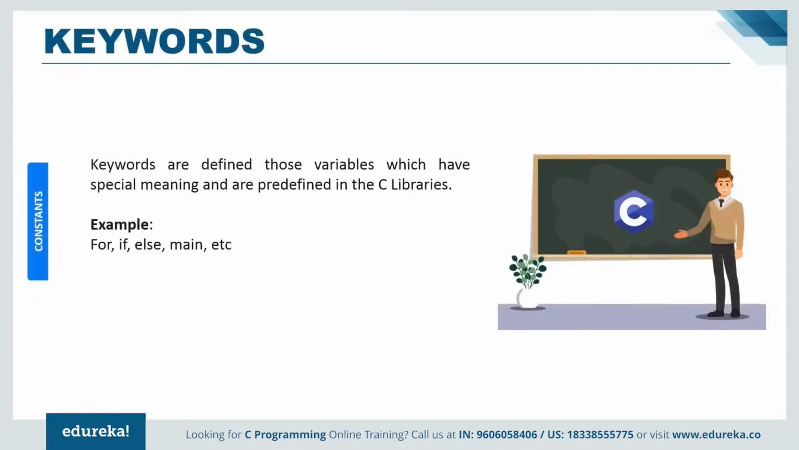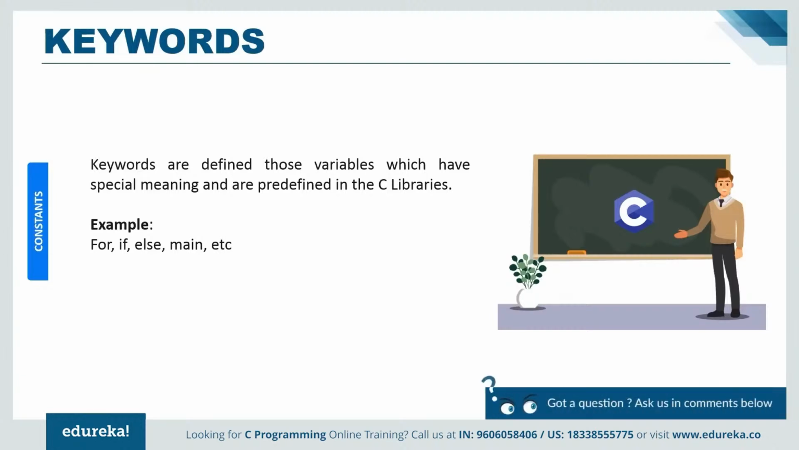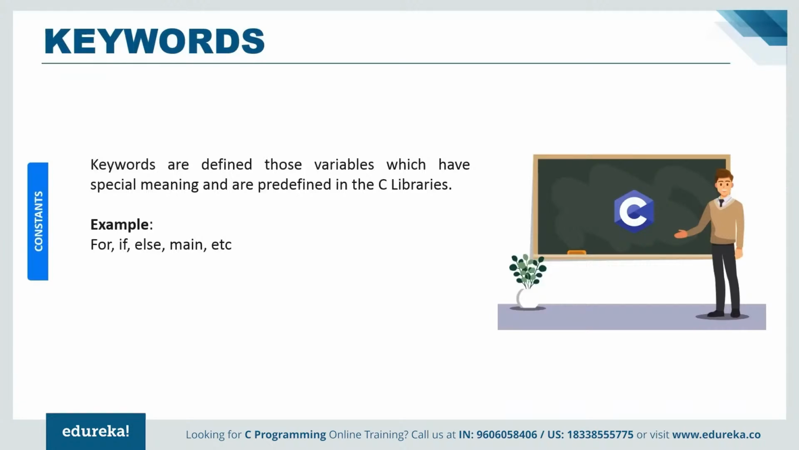Firstly, keywords. Keywords are defined as those variables which have special meaning and are predefined in C libraries. So this was a definition for keywords. Keywords are something which are predefined in C libraries which you cannot rename or reprogram. For example, if we're using loops like the do while loop or for loop, then the methods and the functionality of those particular keywords is predefined. You cannot access them or redefine them or reprogram them. So this is the meaning of keywords. Some of the basic examples for keywords are for, if, else, main, void, etc.